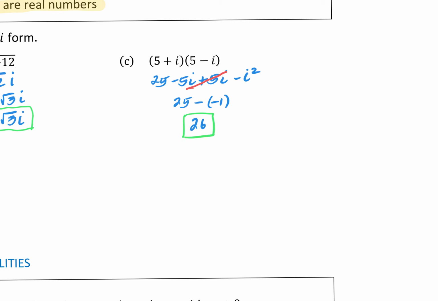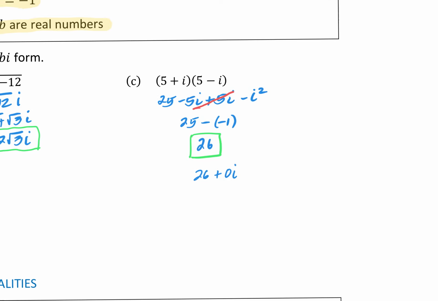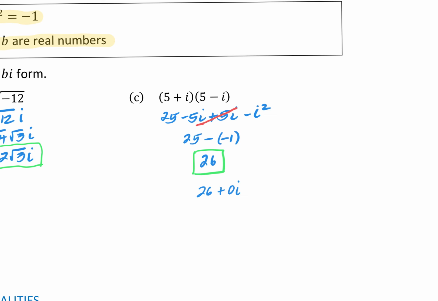And I'm done. So again, strictly speaking, it's not written in complex number form, but I can always change this to 26 plus 0i. So all real numbers can be written as complex numbers. And all real numbers are complex numbers. Something interesting happened in this particular multiplication. We got rid of the imaginary part.